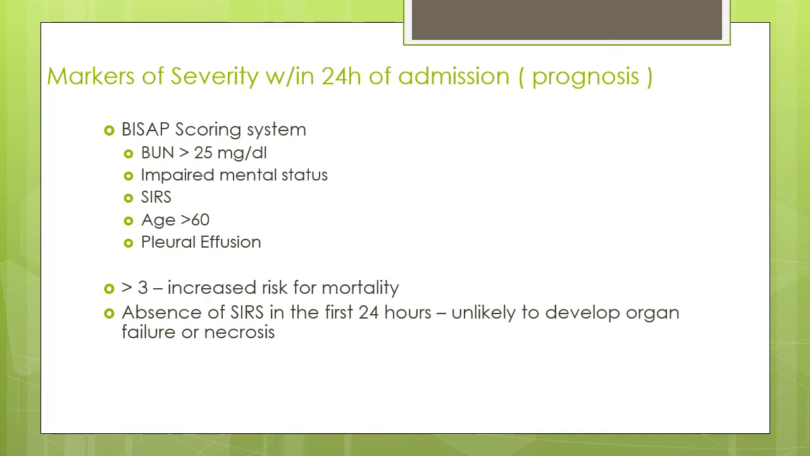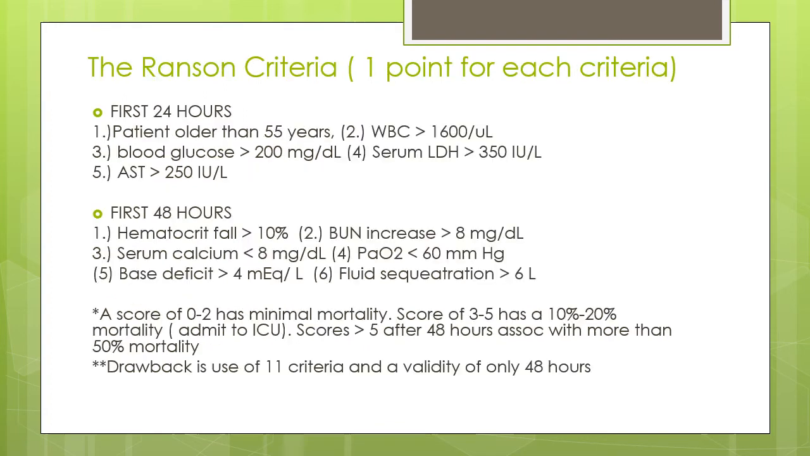BISAP score looks at your BUN, mental status, the presence of SIRS, the age of the patient, and pleural effusion in the first 24 hours. A score more than 3 is associated with an increased risk of mortality. The Ranson criteria is used to assess the risk at the first 24 hours and at the first 48 hours. The higher the score, the higher the risk of mortality. A drawback of this system is the use of 11 criteria and a validity of only 48 hours.